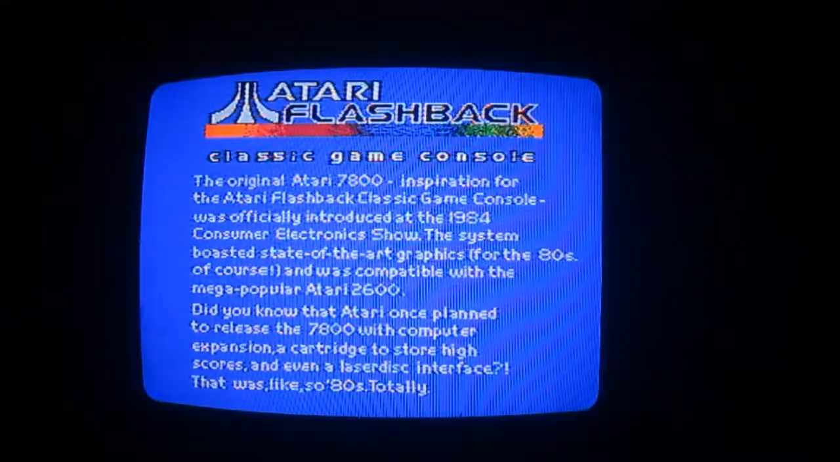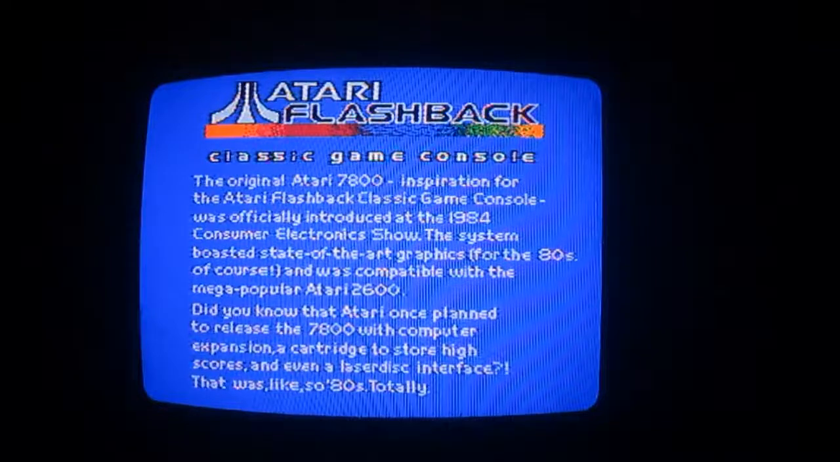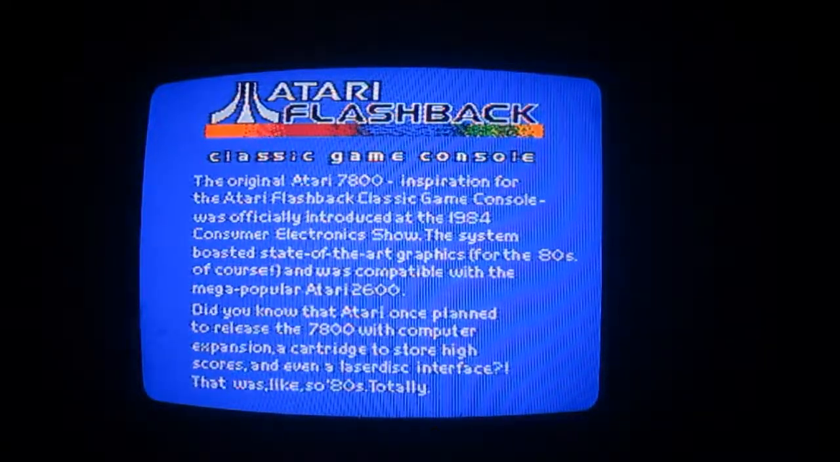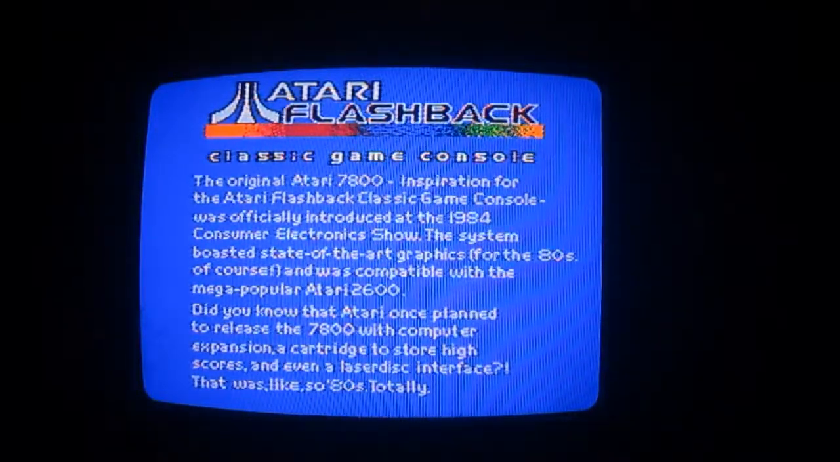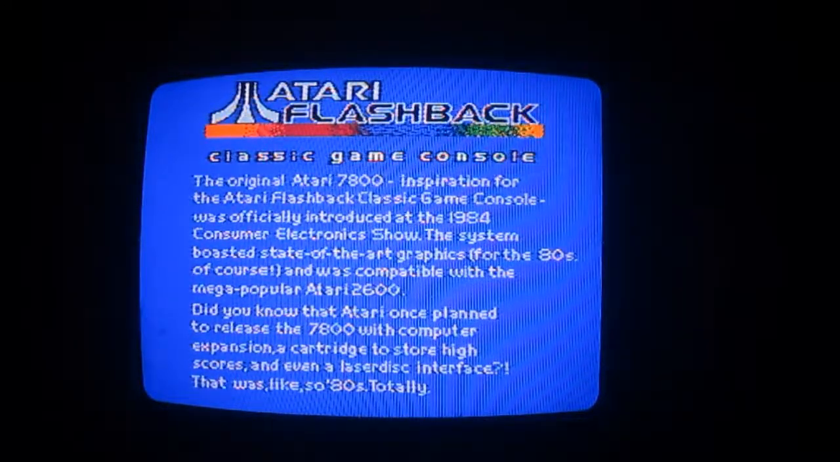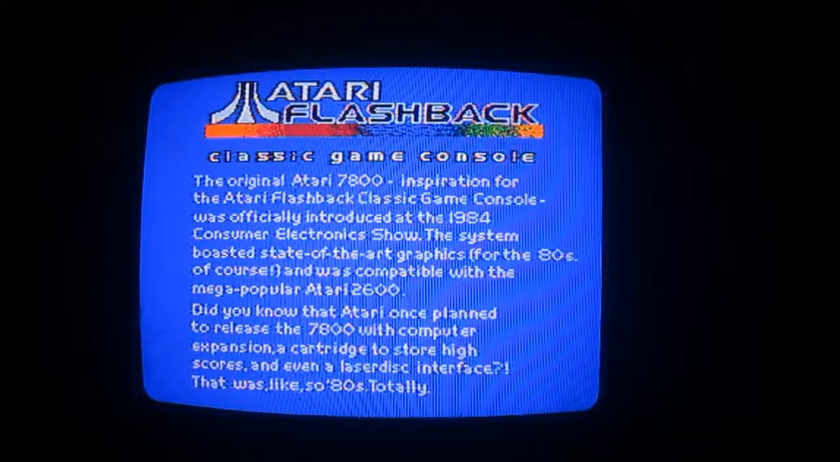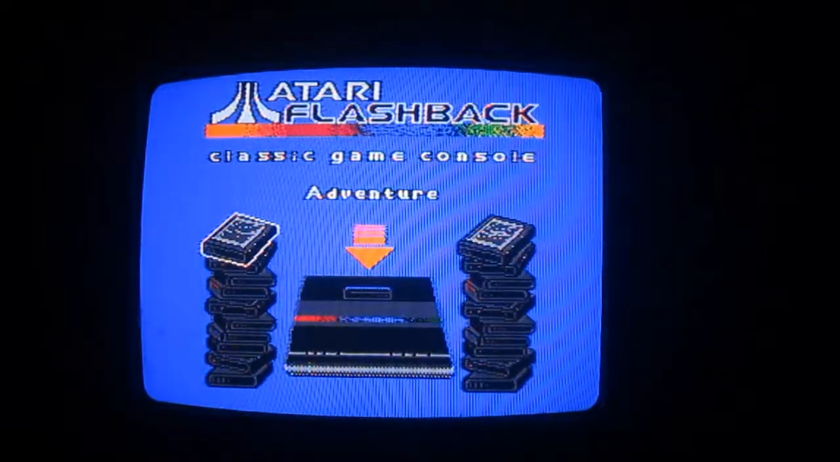The original Atari 7800, inspiration for the Atari Flashback classic game console, was officially introduced at the 1984 Consumer Electronics Show. The system boasted state-of-the-art graphics from the 80s, of course, and was compatible with the mega popular Atari 2600. Did you know that Atari once planned to release a 7800 with a computer expansion, a cartridge store, high scores, even a laser disc interface? That was so 80s, totally. I don't know why, but that's a nice little fact to let you know.